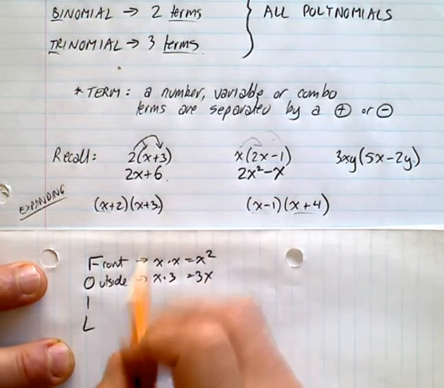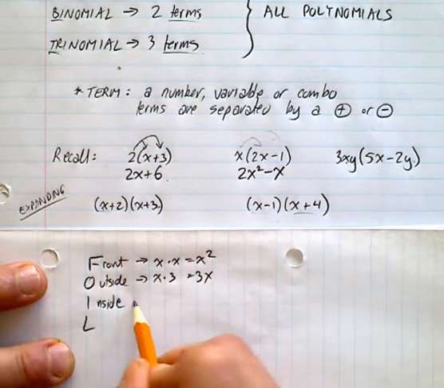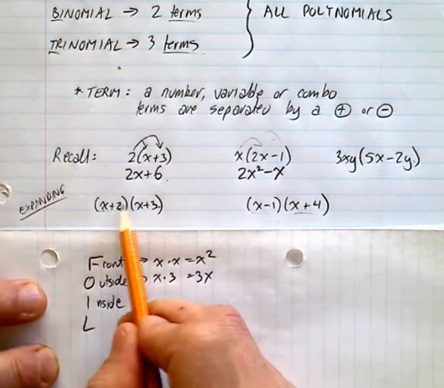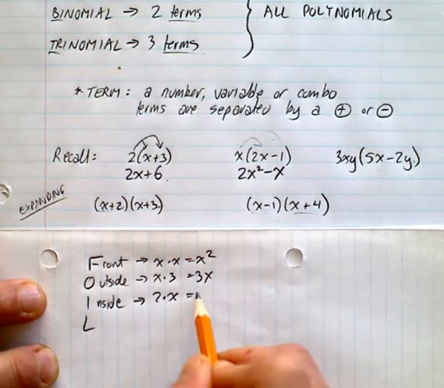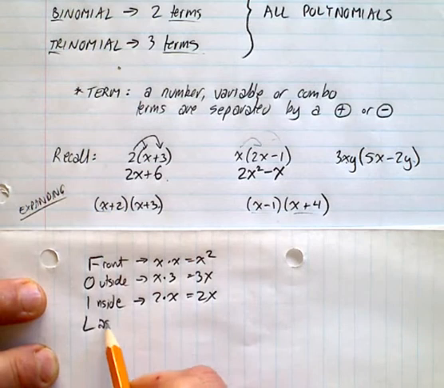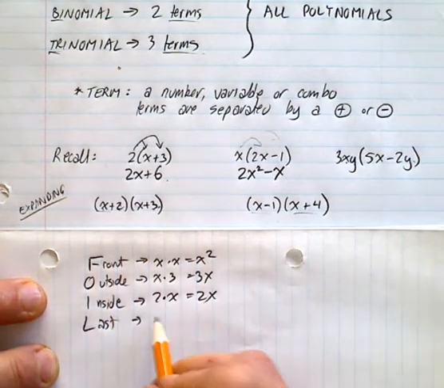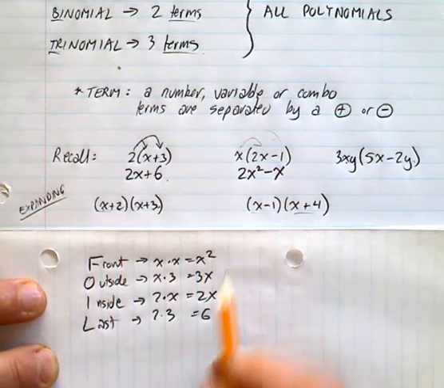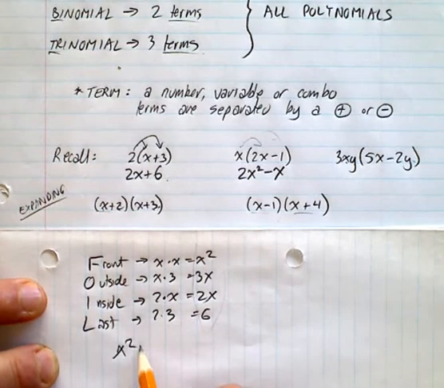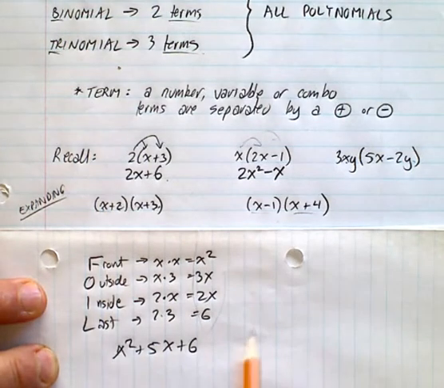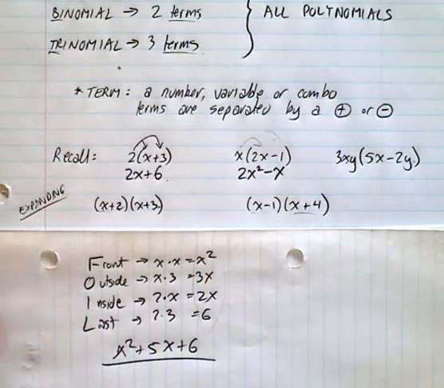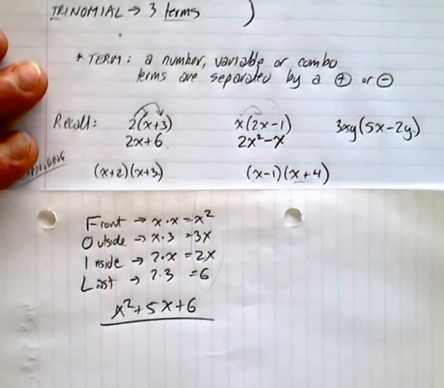And then the inside, okay, would be 2 times x, so 2x. And then the last 2 would be 2 times 3, which is 6. And then we just put these together, right? x squared plus 5x plus 6. There you go. That would be that expansion, okay?